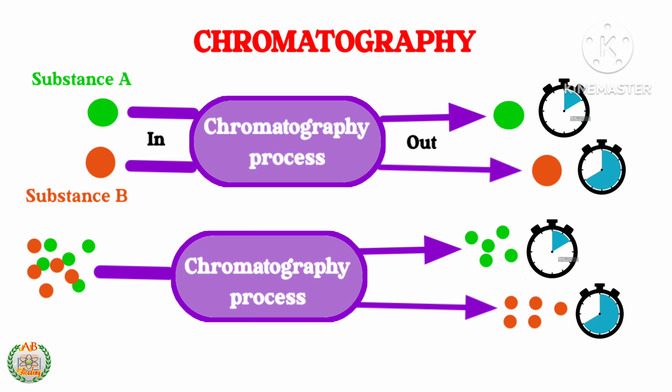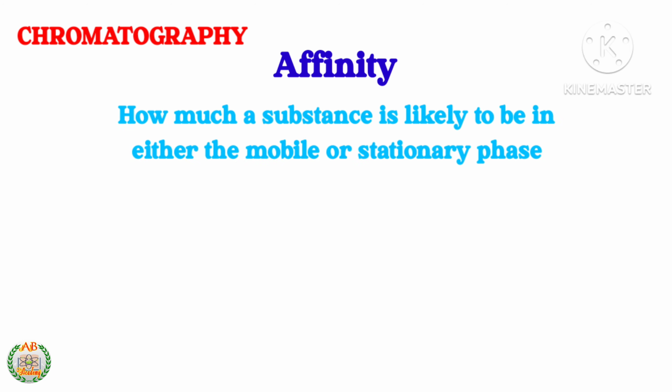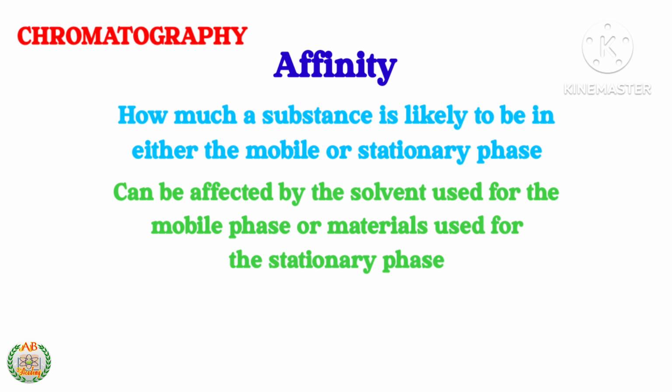Sometimes substances can be further analyzed as they get separated in chromatography, and substances can even be identified based on the length of time they spend in each phase. How much time a substance spends in one phase compared to the other is referred to as its affinity, and this is based on specific properties of the substance such as its polarity. The affinity of a substance for either phase can be affected by the solvents used for the mobile phase or the materials used for the stationary phase.